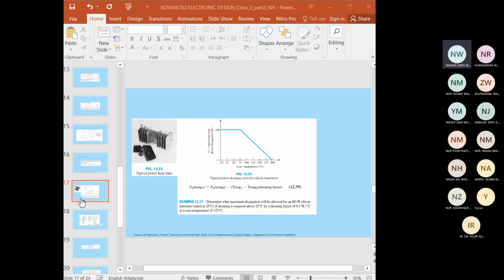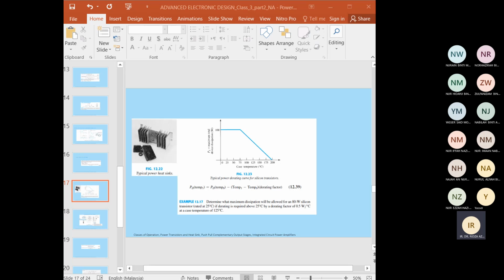55, not correct. Calculate the PD for 125 degrees Celsius. So you have the PD at 25 degrees Celsius minus 125 degrees Celsius minus 25 degrees Celsius multiplied by 0.5 watt per degree Celsius.